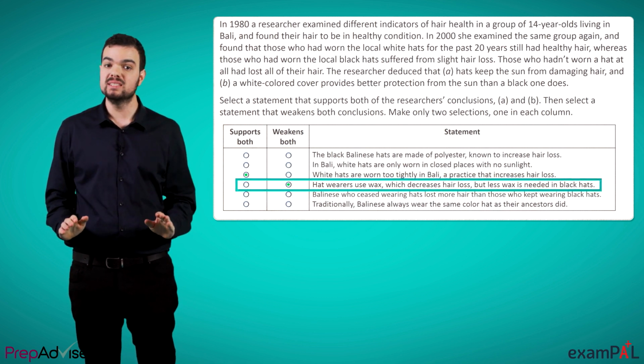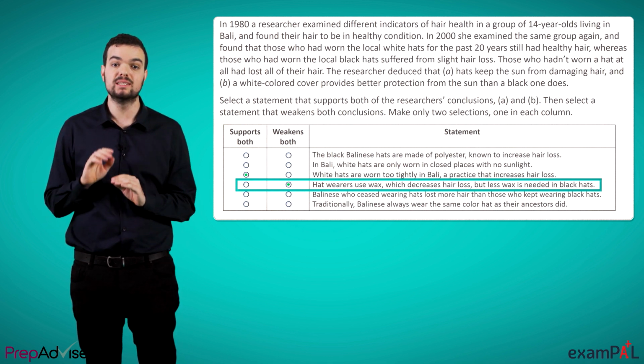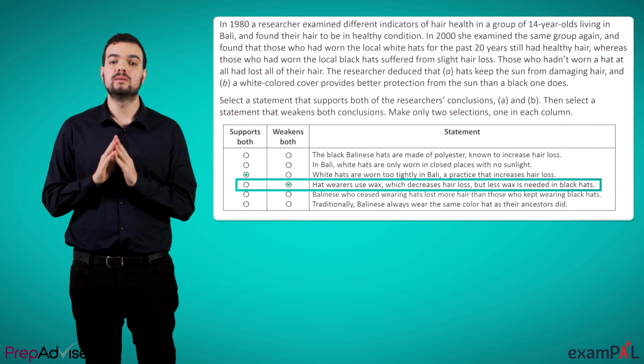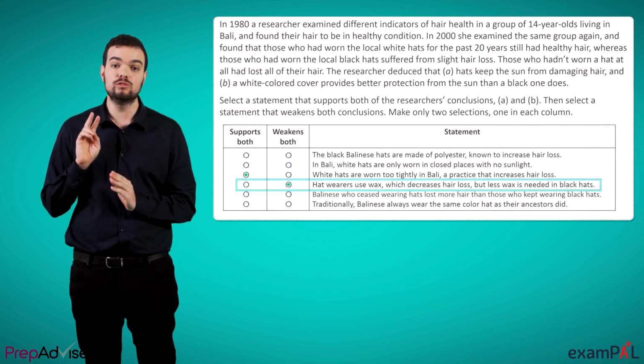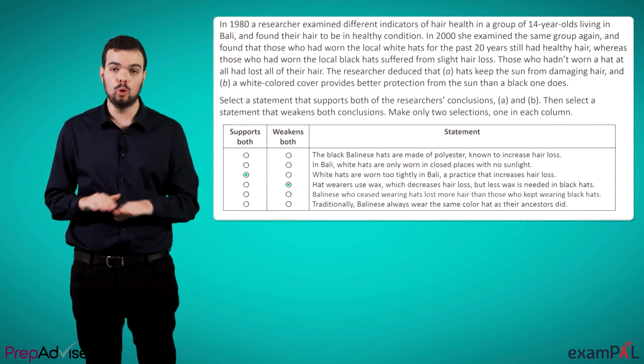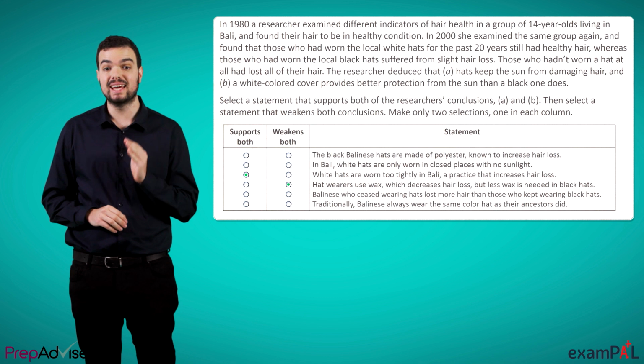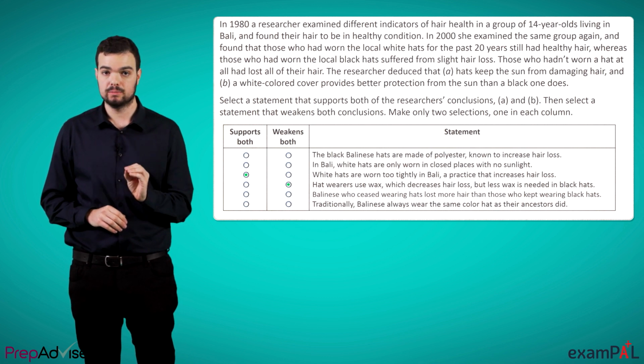All the rest of the statements, meanwhile, either weaken one and support the other, or don't do either for at least one of them. What's important to realize is that these two columns make up one question, and there is no partial credit. In order to get the points for the question, we have to get both columns right. So how do we go about this?